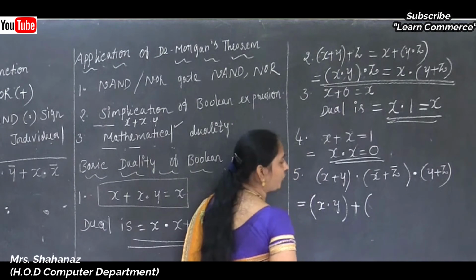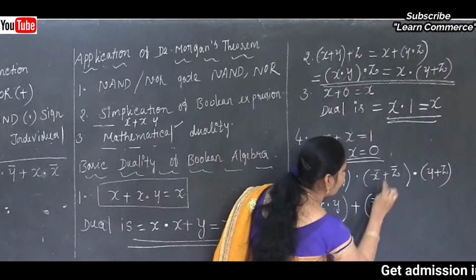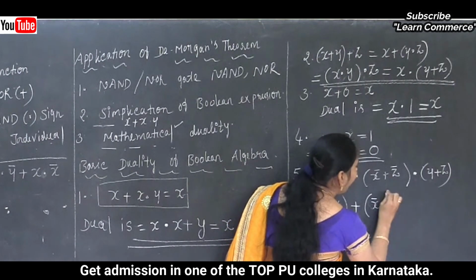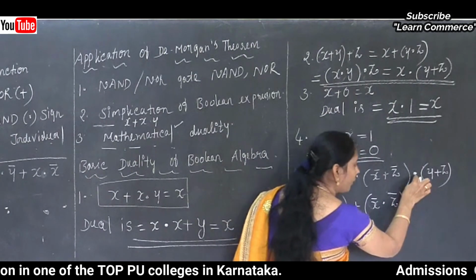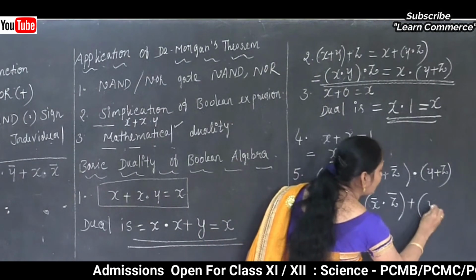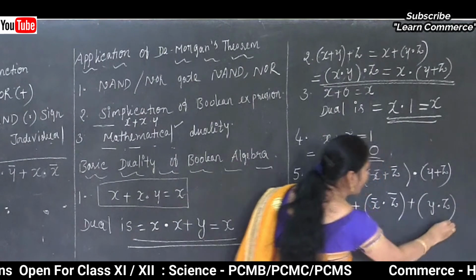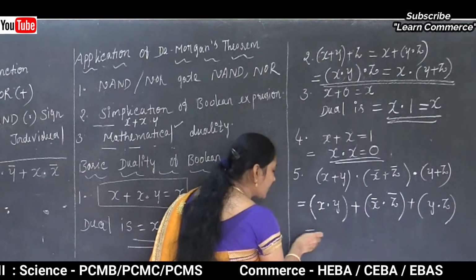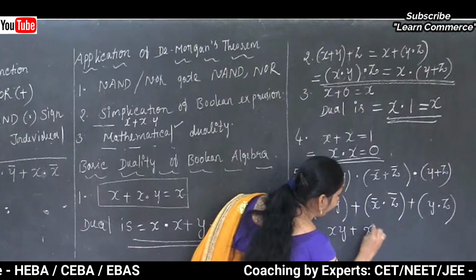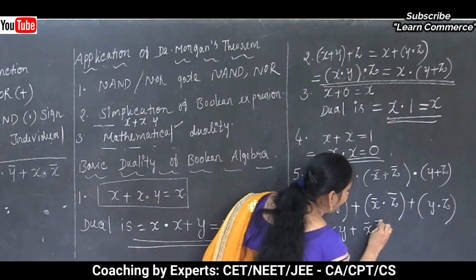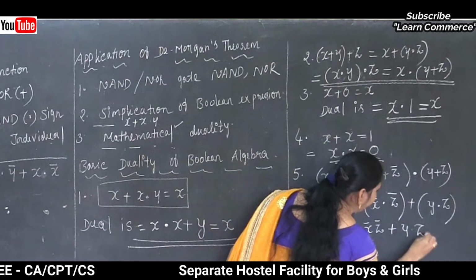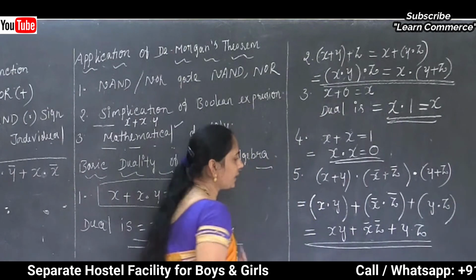Then again opening of the parenthesis, complement of x, plus is there. We need to change it to the dot, and later the complement of z, and the dot is there. We need to change it to the plus, then opening of the parenthesis y and z, and closing of the parenthesis. So simply we can write it as xy plus complement of z, complement of x and complement of z plus y and z. Clear? So this is the answer for this one.